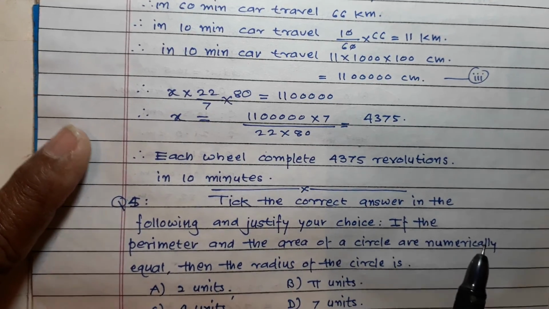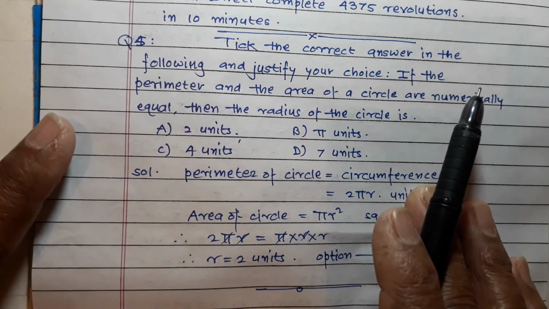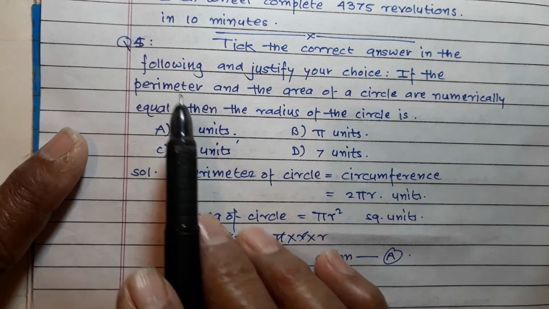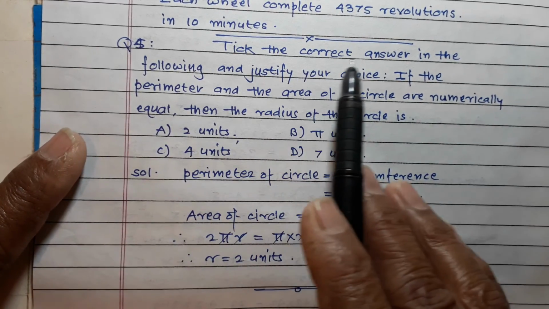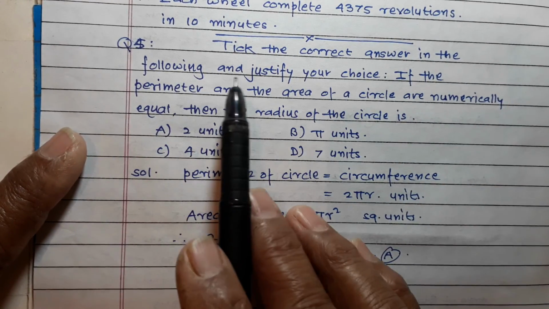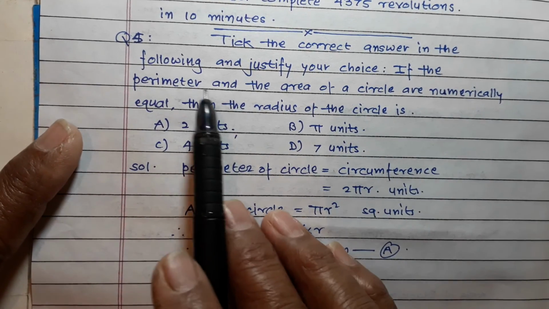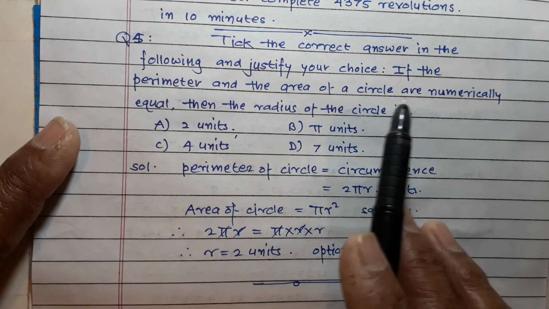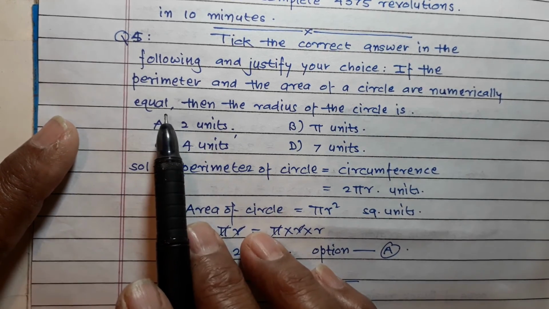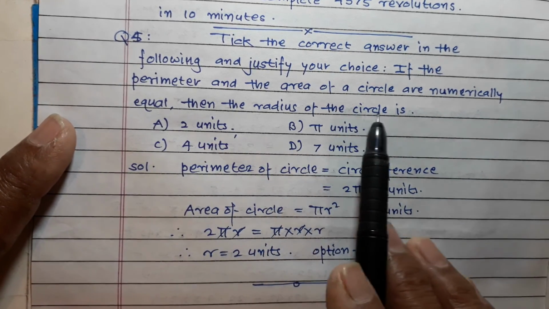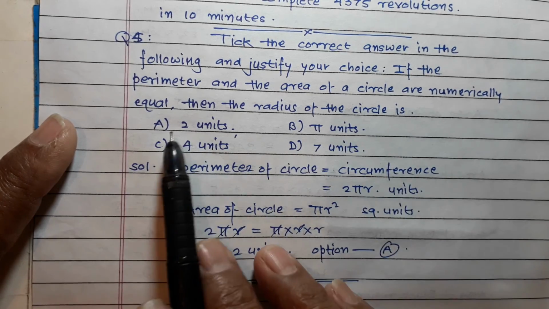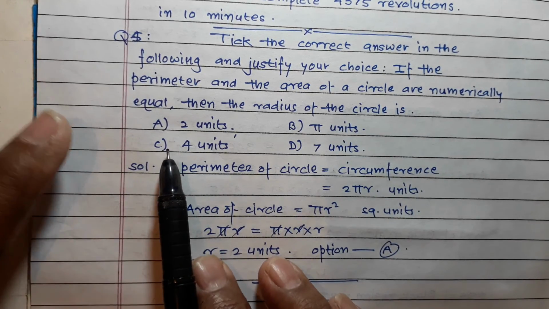Okay. Question number 5. Tick the correct answer in the following and justify your choice. If the perimeter and the area of a circle are numerically equal, then the radius of the circle is. Now here 4 options are given.